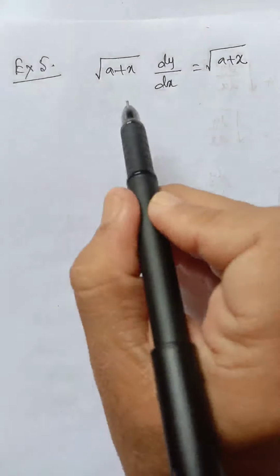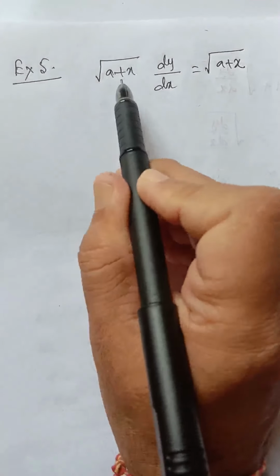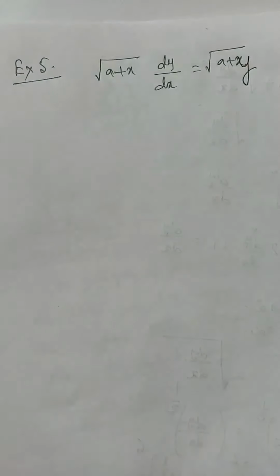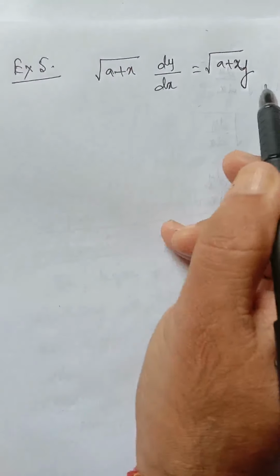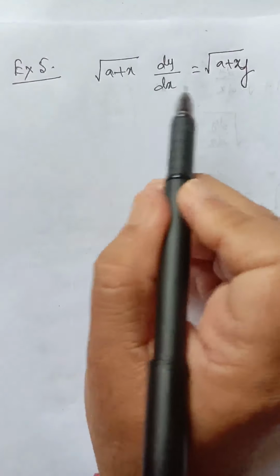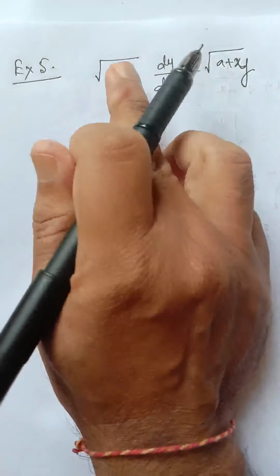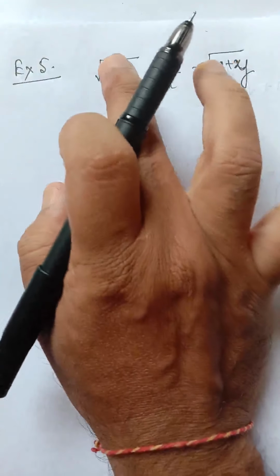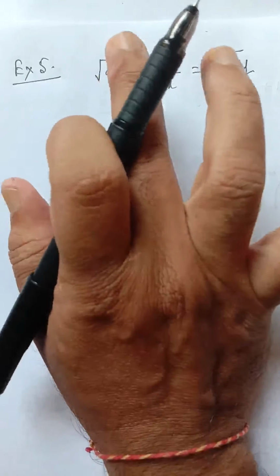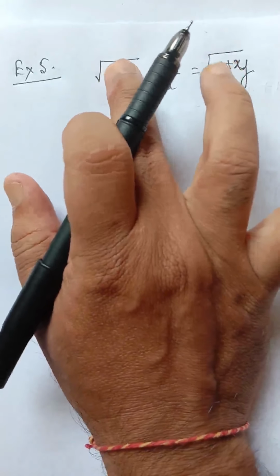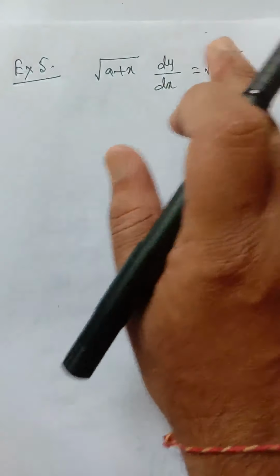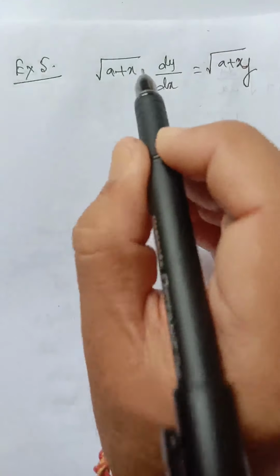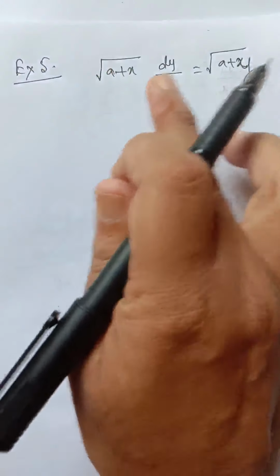Next, for this differential equation, root over a plus x into dy by dx equal to root over a plus y, suppose we have to find the order and degree. One thing you can notice: the root sign is not over a derivative. This root sign has a plus x under it, and within the root sign there is no differential coefficient, no derivative, here and also on the right hand side. So we need not remove the root sign because it is not over derivatives.